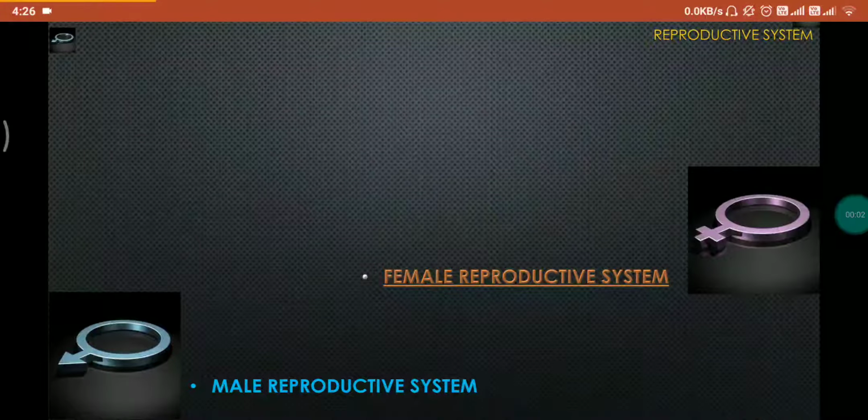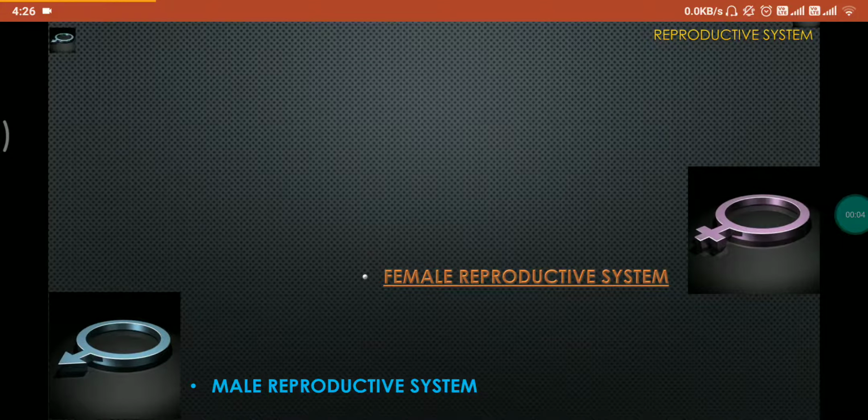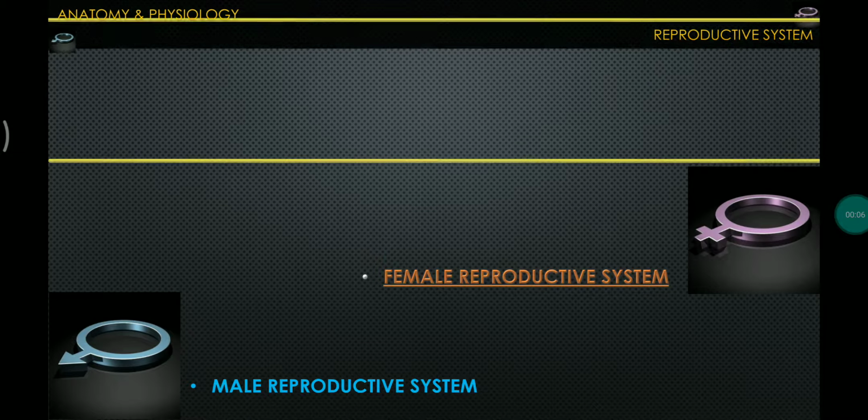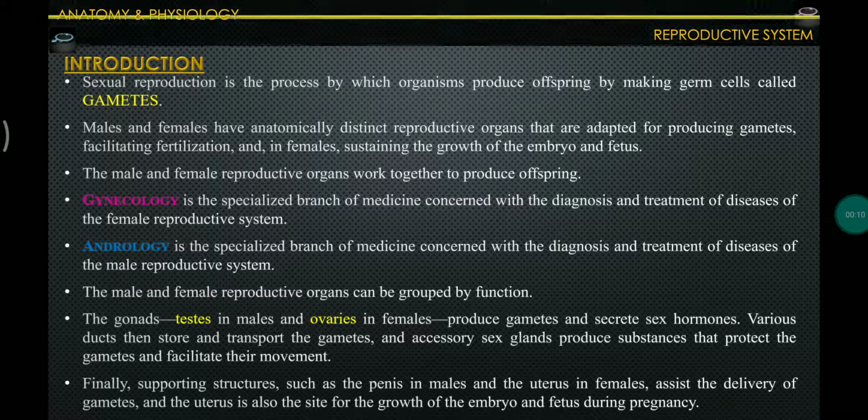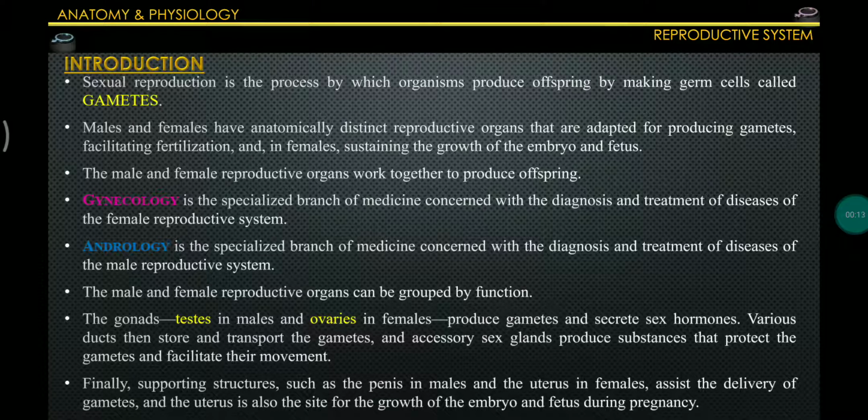Hello guys. In this video lecture we are going to learn about anatomy and physiology of the reproductive system. Reproductive system means a system which helps in the production of offspring. It's called a reproductive system, which is a very important system of our body.